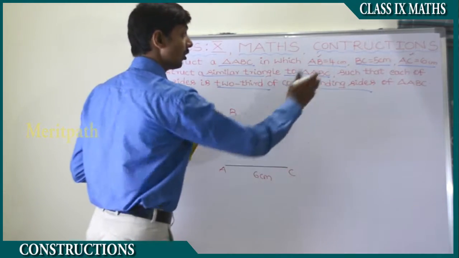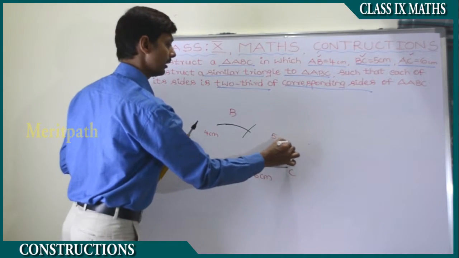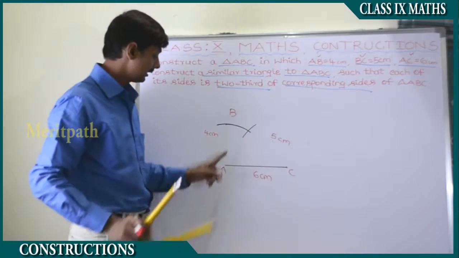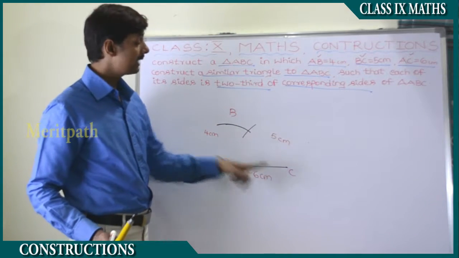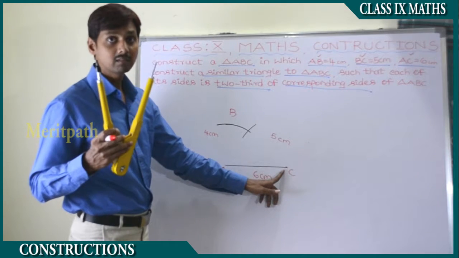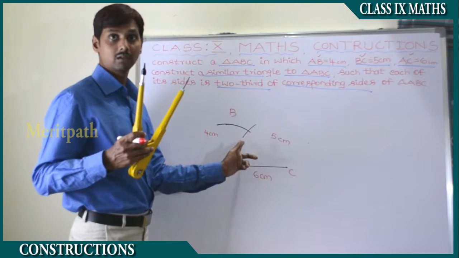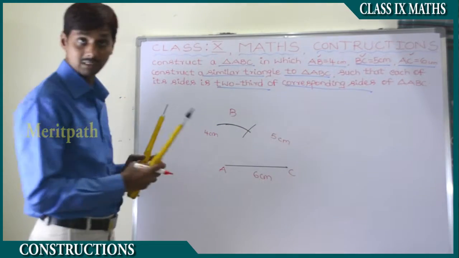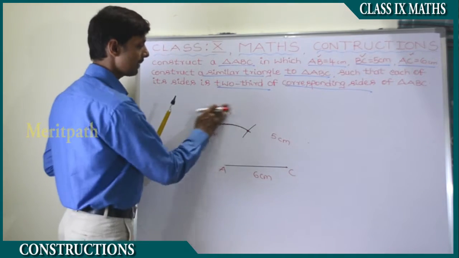Using point C, we have taken 5 centimeters radius, and we cut the arc which we have taken previously using A. Using 5 centimeters on the compass and the vertex C, we made an arc, and that arc cuts the previous arc. We can observe that. And this is point B.